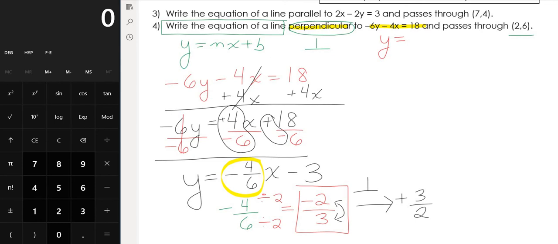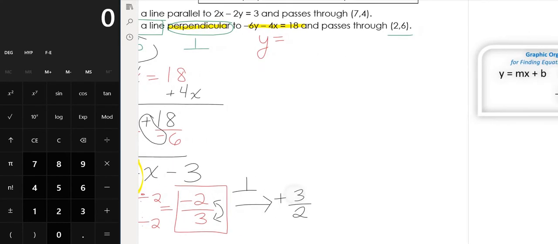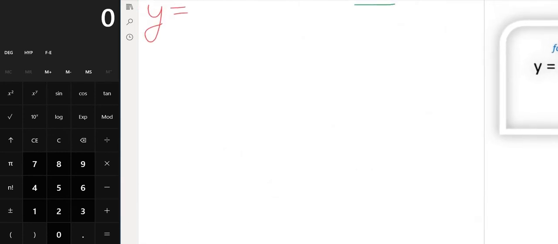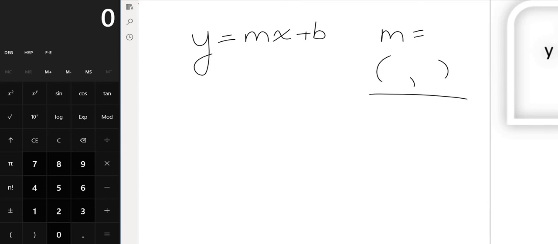Okay? So now we're ready to do the graphic organizer and get to our final answer, which is the equation of a line. If we recall from the last question, that's what your graphic organizer looks like. I like to set it up myself every single time I do a problem. So here we go. Y equals mx plus b is my goal. That's what I'm going to be plugging into. I need the slope, money. I need a point, pays. And then I need to solve for b, bills.